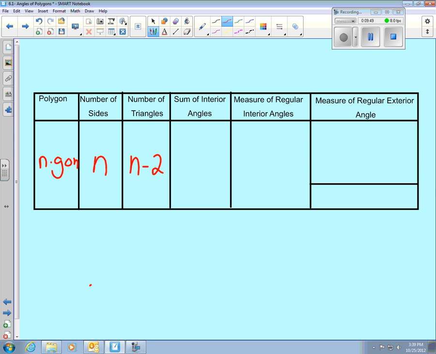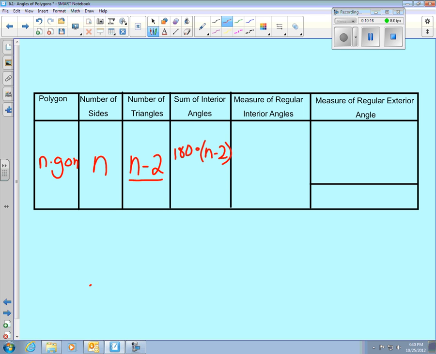So my sum of interior angles happens to be 180. We took 180 and we multiplied it by something every time. When you look back at your chart, you multiply it by the number of triangles there were. So here I see my number of triangles is represented as n minus 2. So we call this 180 times n minus 2. n minus 2, remember, is my number of triangles.